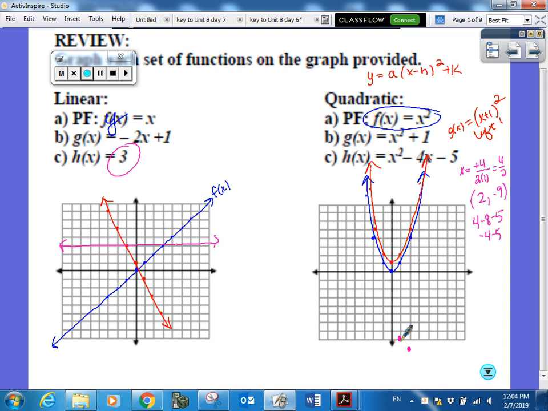The same thing would happen because points are symmetrical about the axis of symmetry. If I plug in 3, 9 minus 12, negative 3, minus 5, negative 8. So we get that point. And again, that pattern happens. Over 1, up 1, over 1, up 1. Over 2, up 1, 2, 3, 4. And its symmetrical point right here. So there is that graph right there.